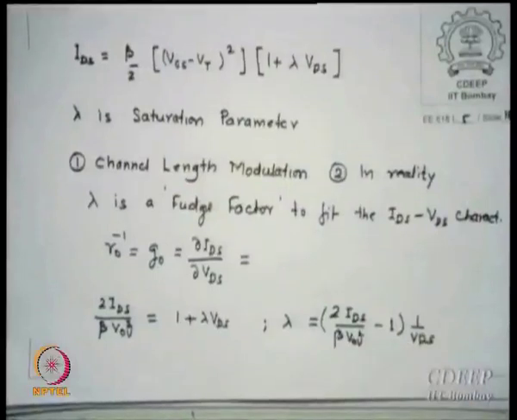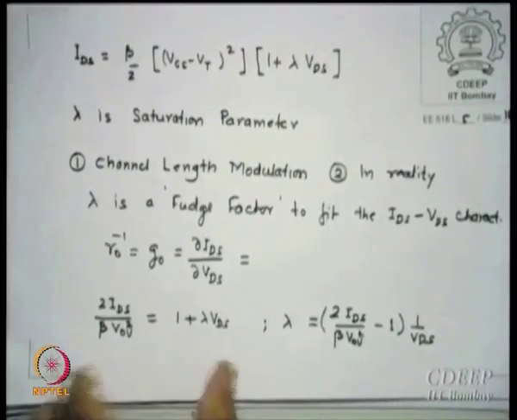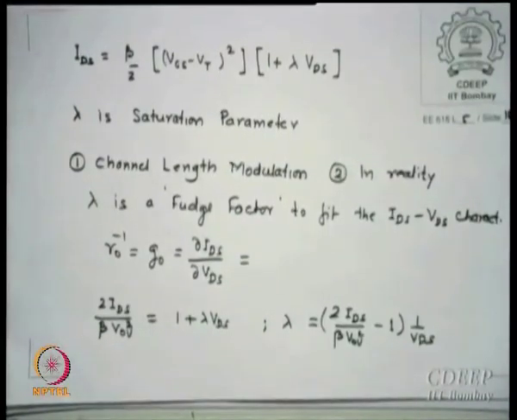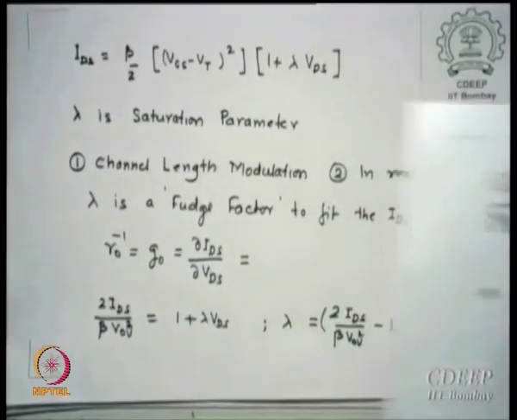It is fantastic to understand, but in real life we always use this as a fudge factor, a fit. Now one can see lambda is related from this expression to 2 IDS upon beta VDS square, and if I differentiate delta IDS by delta VDS, please remember this is the expression which I am going to use, where lambda is given by this.